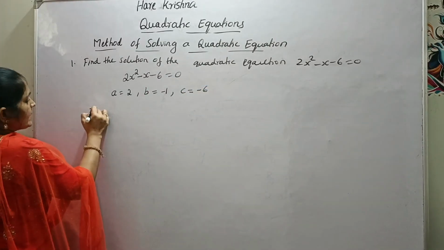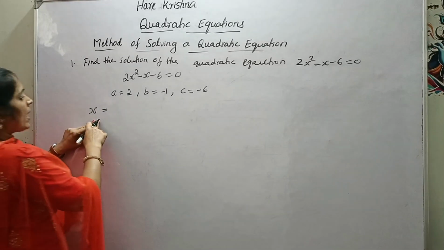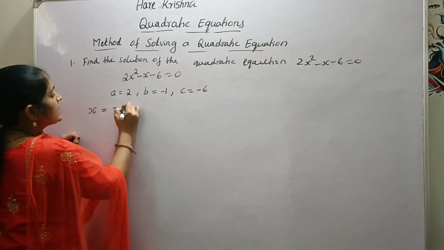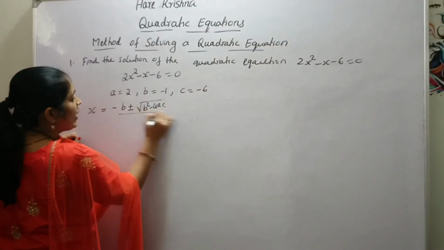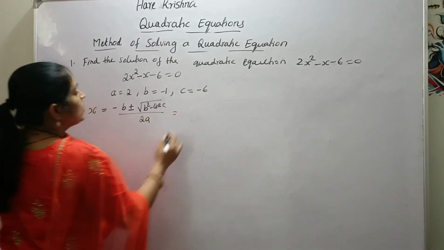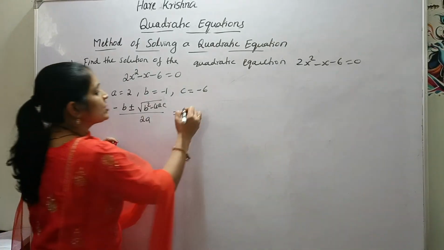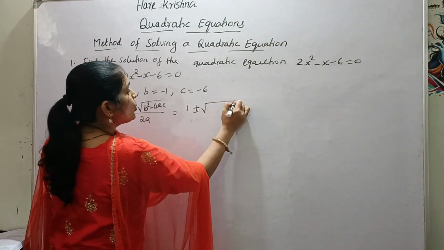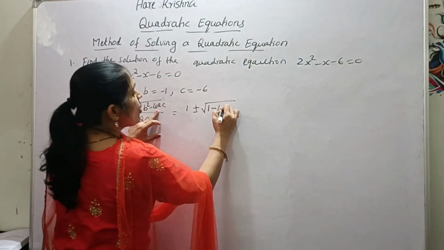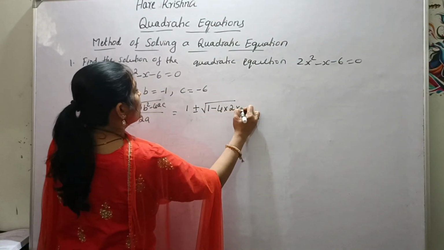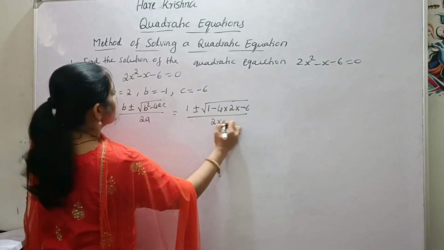Right? Now, x, that is the roots of the equation, x is equal to −b plus or minus root of b² − 4ac, divided by 2a. That is equal to −b. Minus of b is −1, so minus of −1 is 1, plus or minus root of b² is 1, 1 minus 4ac, 4 into 2 into −6, divided by 2 into a, which is 2.